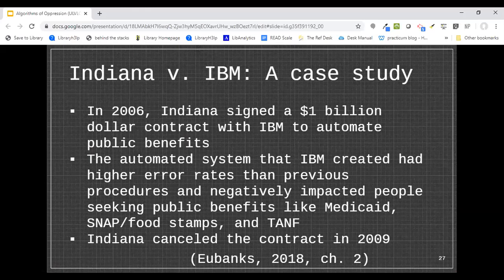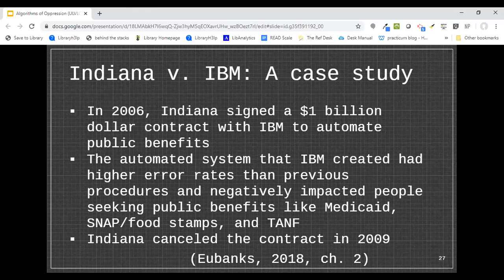Indiana versus IBM. So in 2006, the state of Indiana, under at that time a governor who was gaining popularity on a platform of fixing the welfare system, was presenting a lot of data about welfare recipients using their public benefits to buy alcohol, the same kind of things that we've seen really since Ronald Reagan started talking about welfare queens.